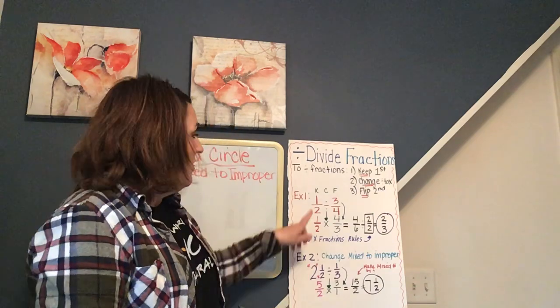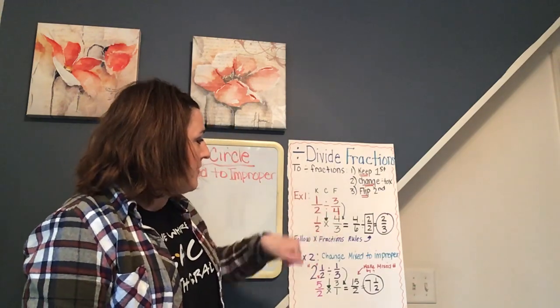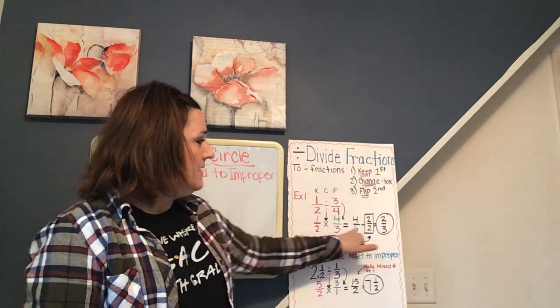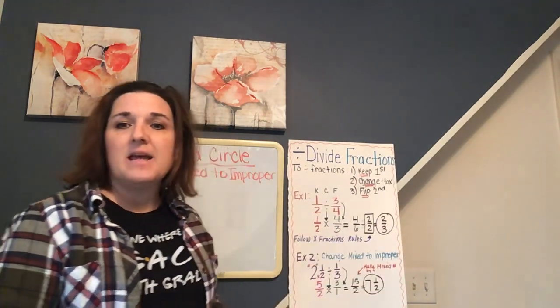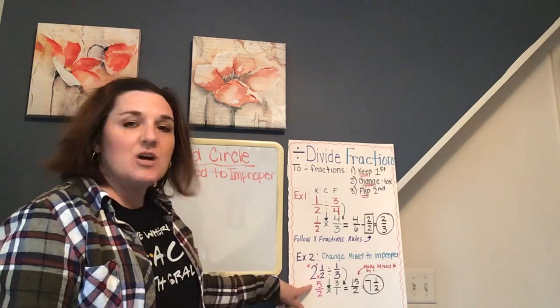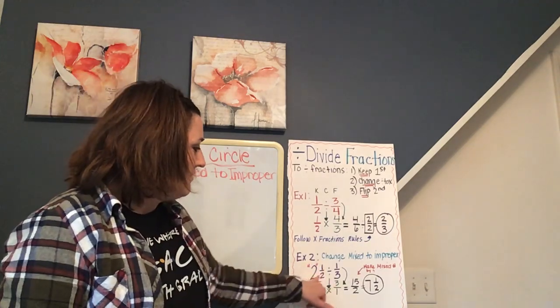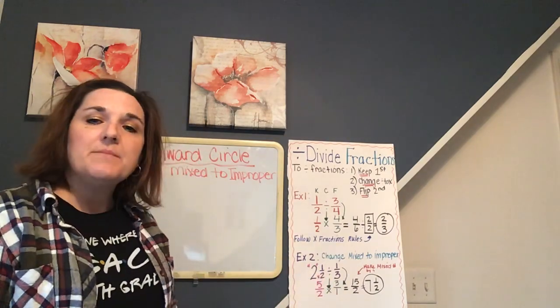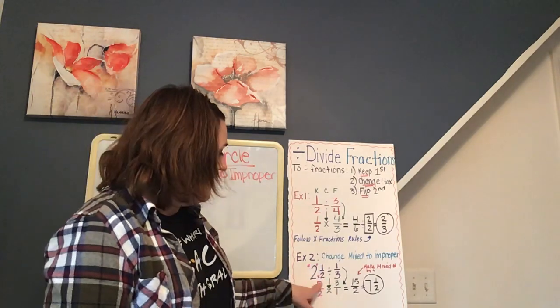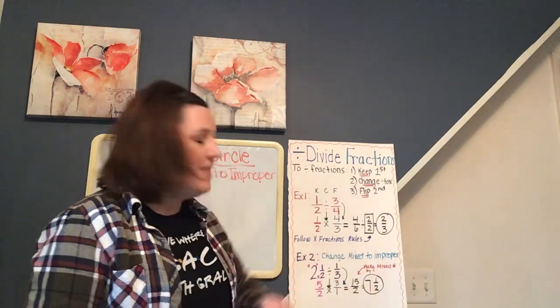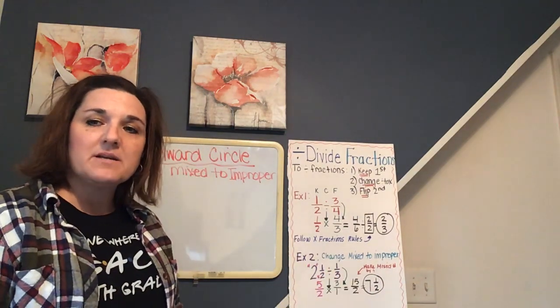And the first example is 1/2 divided by 3/4. We keep, we change, we flip. Multiply straight across and get your answers. Our second example is going to be with mixed numbers. You first have to do the backward circle step by changing that mixed number to an improper fraction. And then you're going to keep, change, and flip, and then change that final answer into a mixed number.